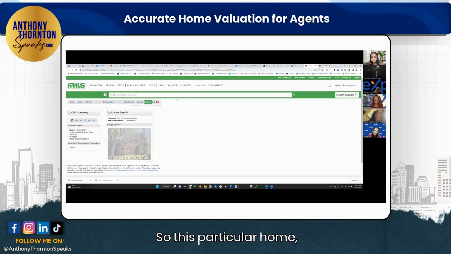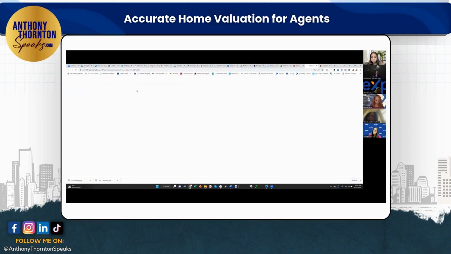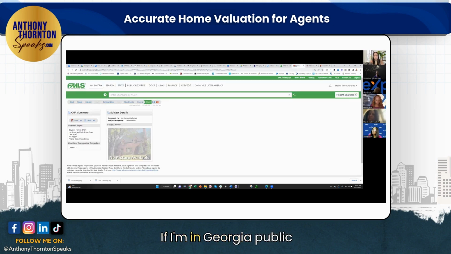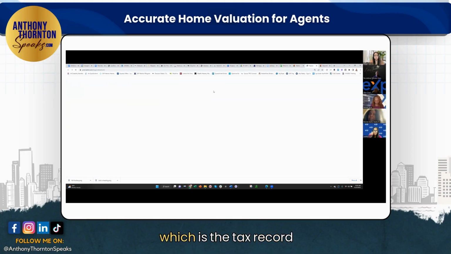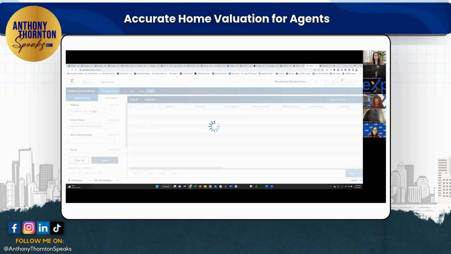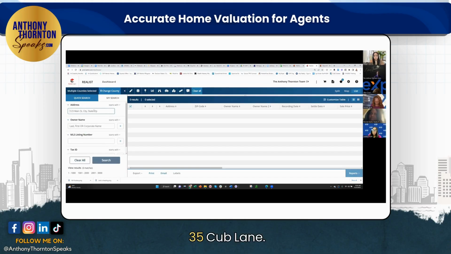All right. So for this particular home, Jill said, I go to public records if I'm in Georgia. It's coming up here, which is the tax record, for you guys in another state. What's the address, Jill? 35 Cub Lane. It's in Newton County.